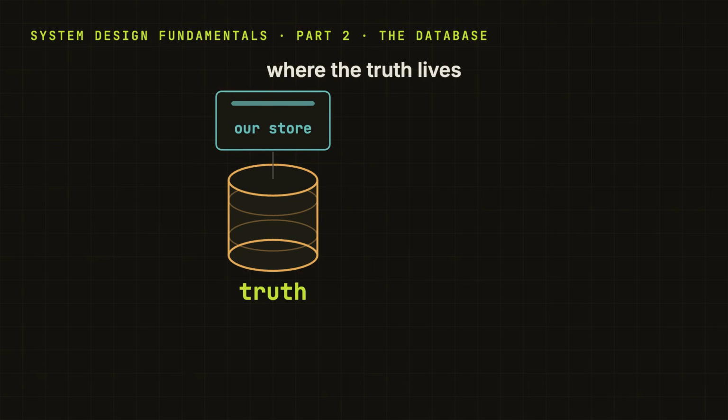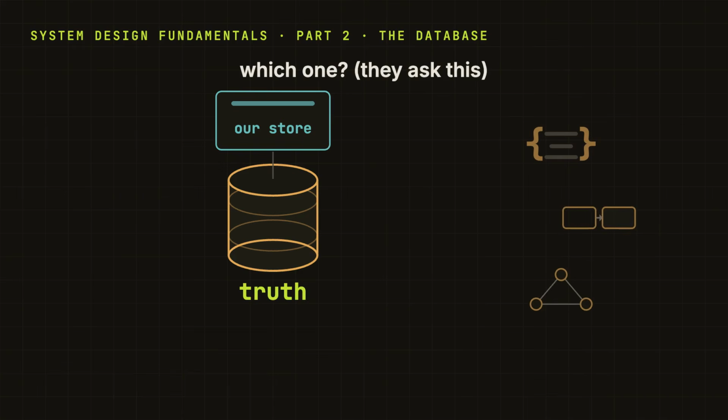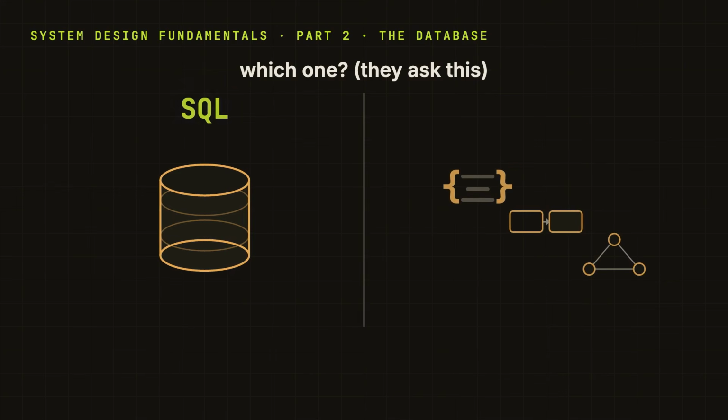So, the relational database is where our store keeps its truth, the real products, the real orders, the real stock, safely. But relational is not the only kind of database, and which kind you pick is one of the most common interview questions there is. So, let's talk about SQL versus NoSQL.